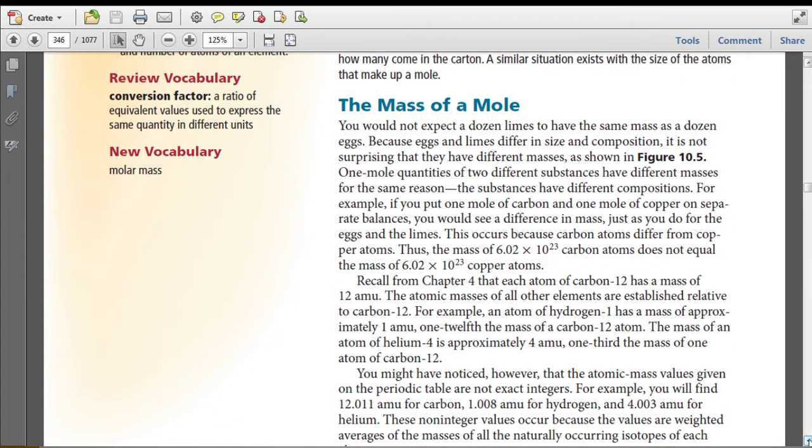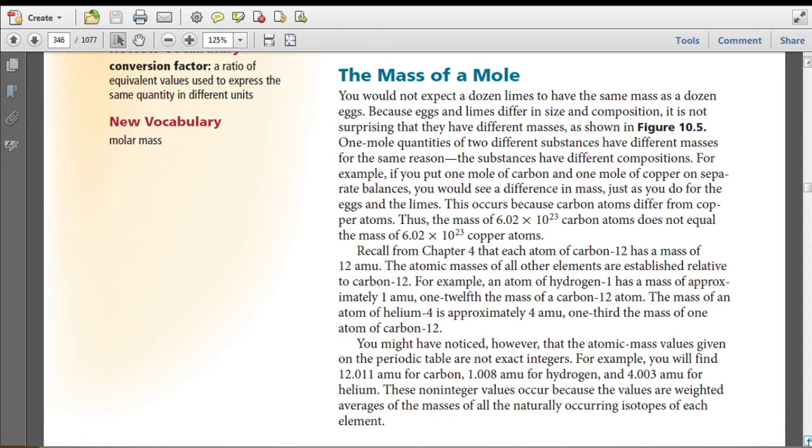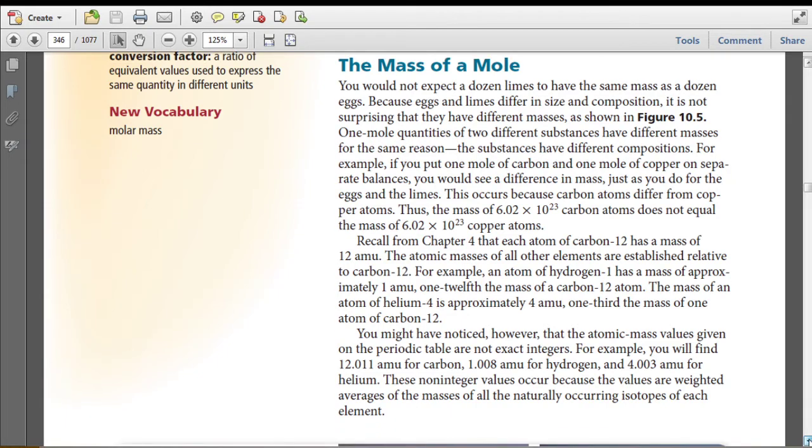Recall from previous chapters that each atom of carbon-12 has a mass of 12 AMU. The atomic masses of all other elements are established relative to carbon-12. For example, an atom of hydrogen-1 has a mass of approximately 1 AMU, 1/12 the mass of a carbon-12 atom. The mass of a helium atom, helium-4, is approximately 4 AMU, which is 1/3 the mass of a carbon-12 atom.